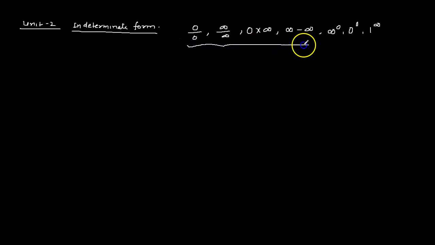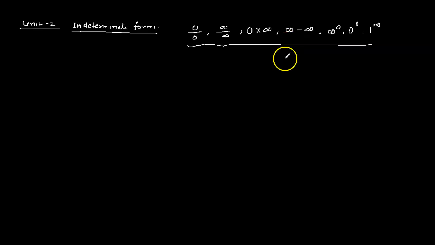These are called the 7 indeterminate forms. When the value comes as 0 by 0, infinity by infinity, or 0 into infinity, and so on, we cannot find the value in these situations, as they do not represent any value. So such expressions are called indeterminate forms.